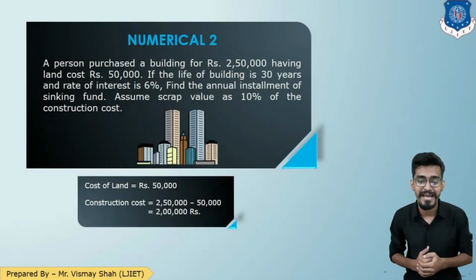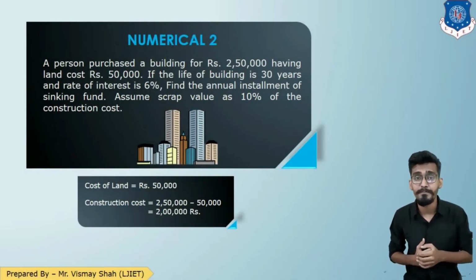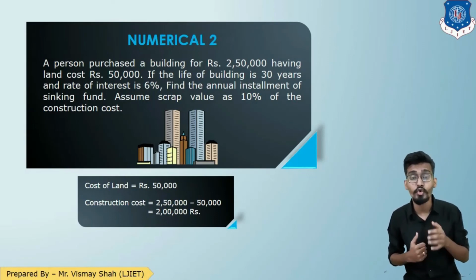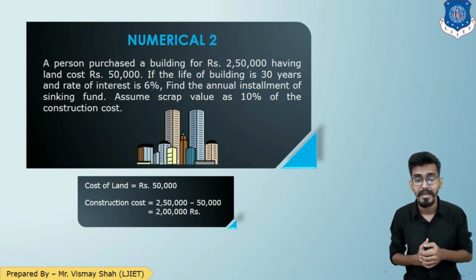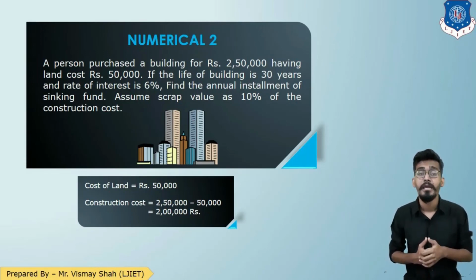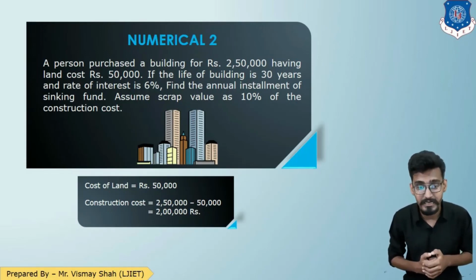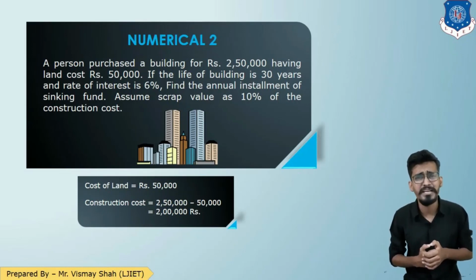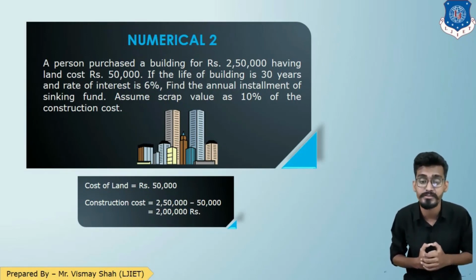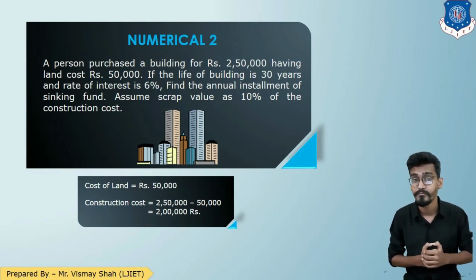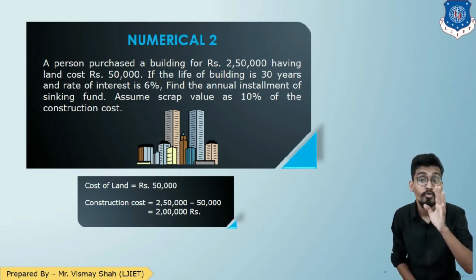So the question says that a person purchased a building having cost 2,50,000 rupees. Having the cost of land 50,000 rupees. If the life of the building is 30 years and the rate of interest is 6%, find the annual sinking fund installment and assume the scrap value as 10% of the total cost of the construction. See, here there are too much of data.